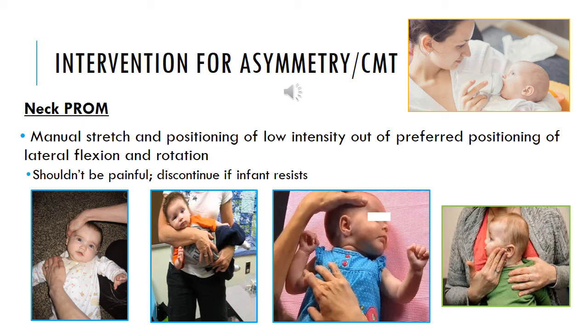You want to start in a neutral position, and you want to stabilize segments that might compensate for the movement so that you're really isolating the stretch to the SCM. So you can see examples of stabilization below at the anterior superior shoulder region or at the anterior aspect of the chest to really stabilize and isolate the stretch to the sternocleidomastoid.